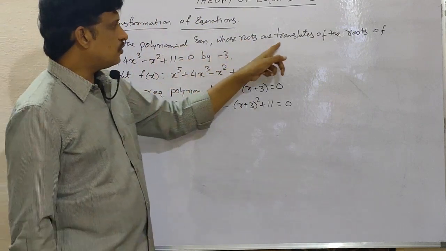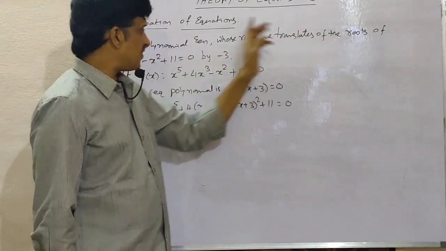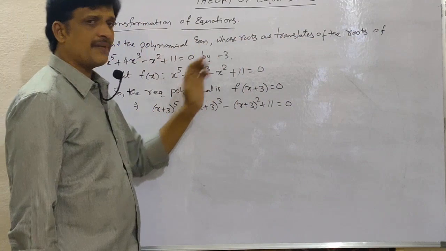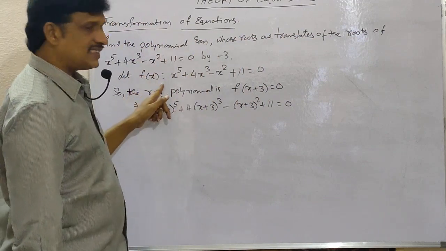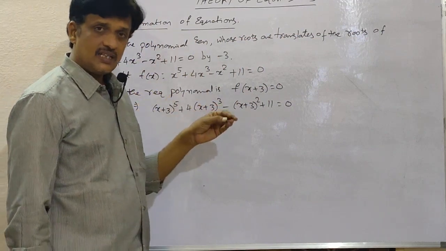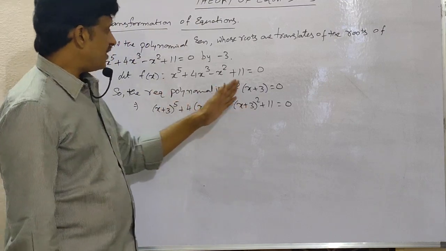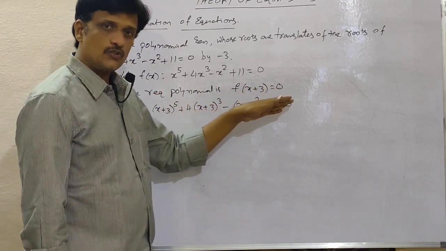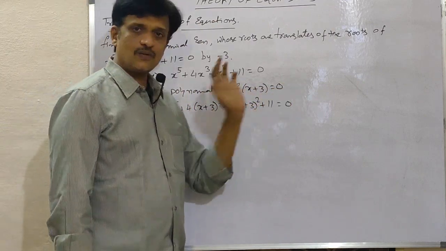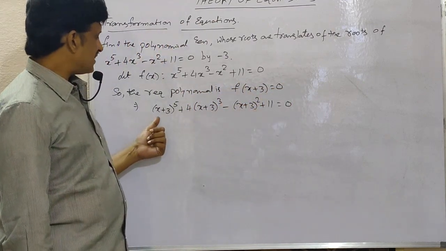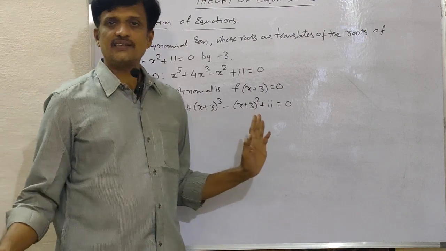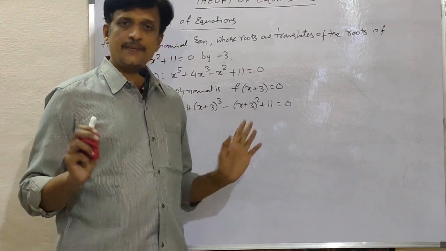The polynomial whose roots are the translates of the roots of f of x by minus 3. If f of x is the given one, since each root is decreased by 3, the required one will be f of x plus h equal to 0. That is f of x plus 3 equal to 0. So in the place of x, write x plus 3 and simplify. That expansion is the remaining.